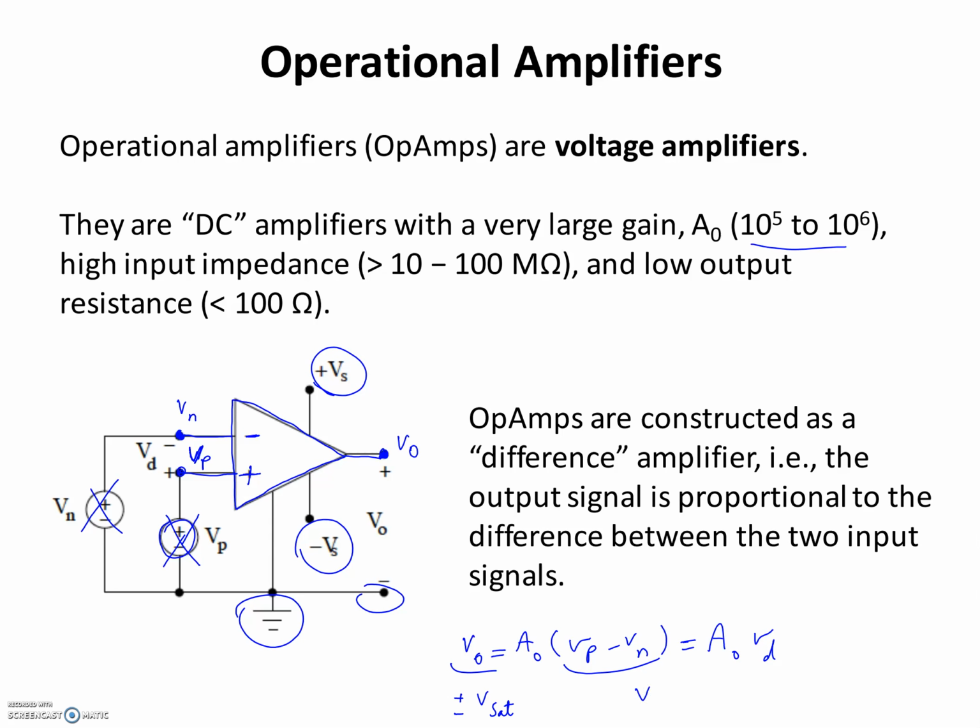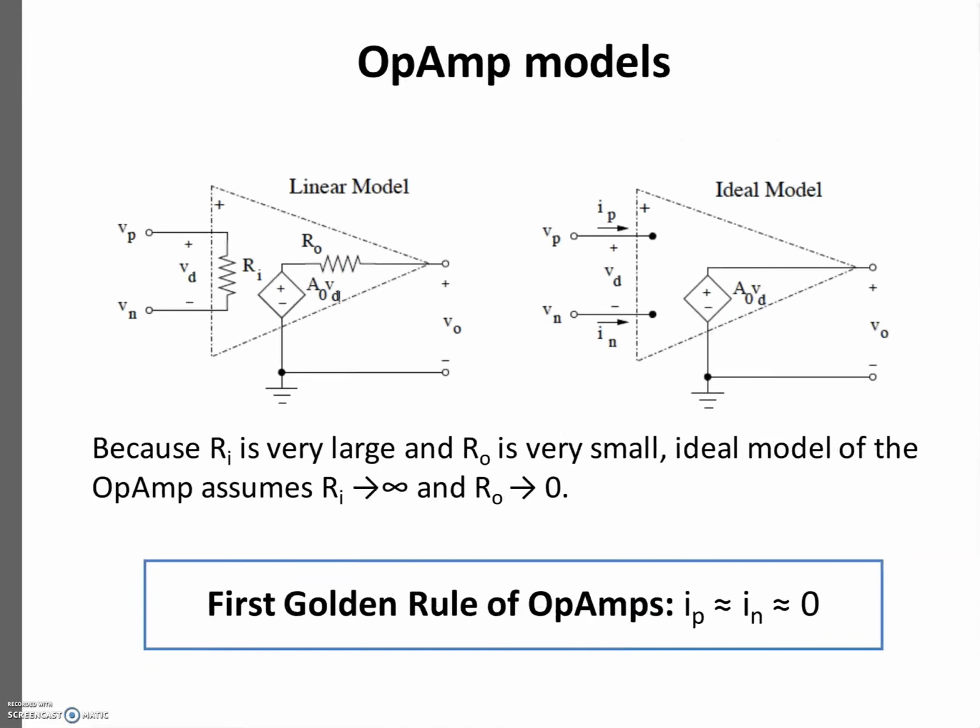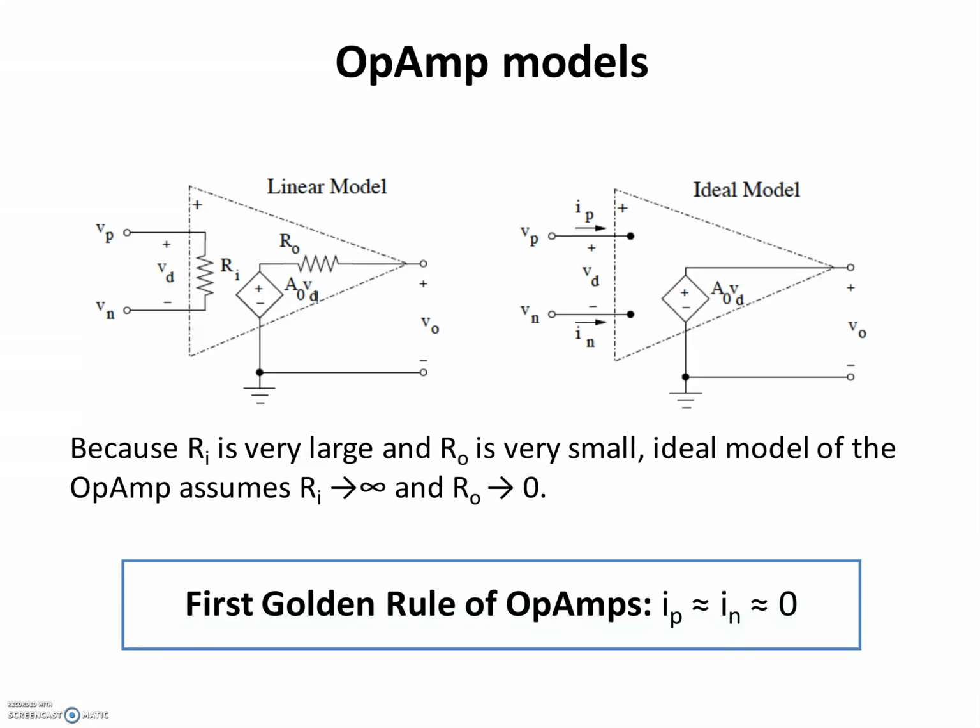So V out is always less than or equal to V saturation. And this V saturation is close to but less than V plus and negative V plus. So let's look at the inside of these triangles, that is, our symbol of op-amp.